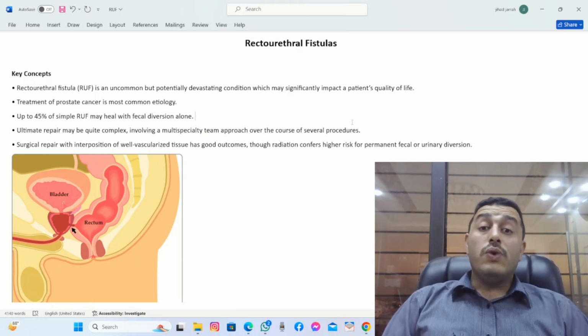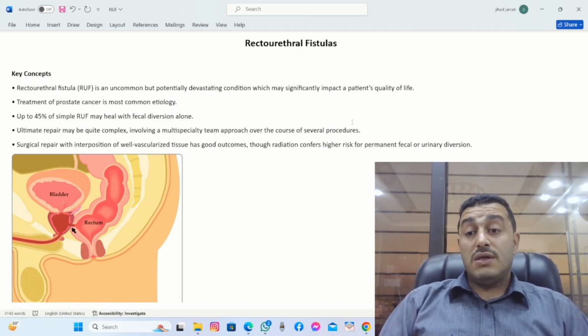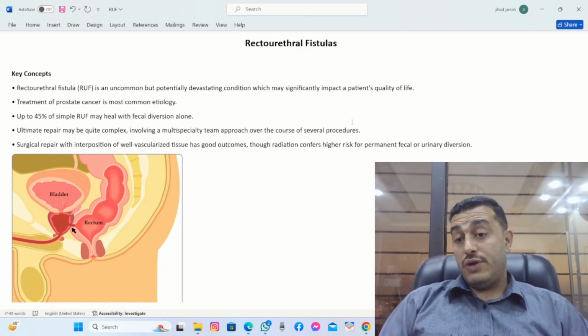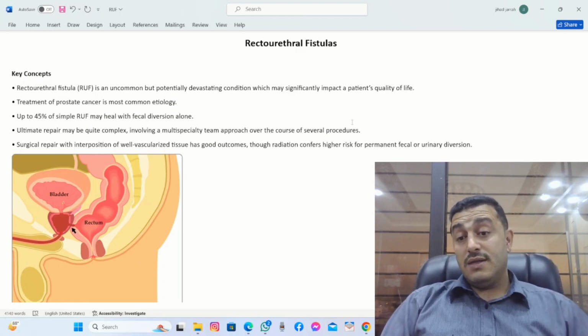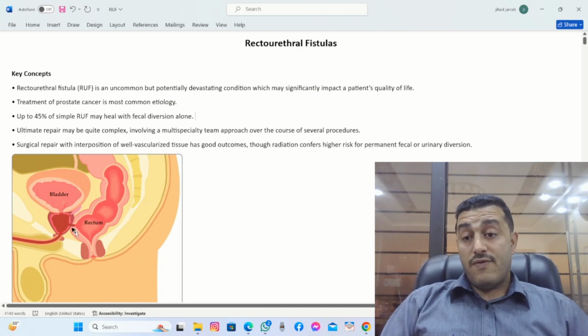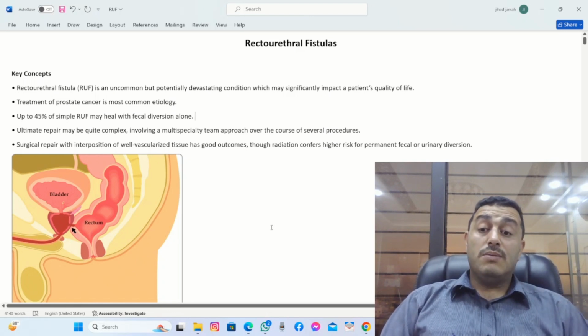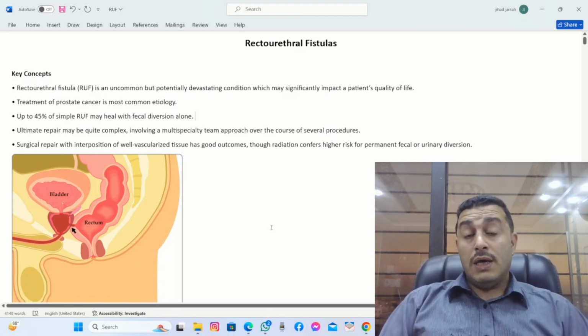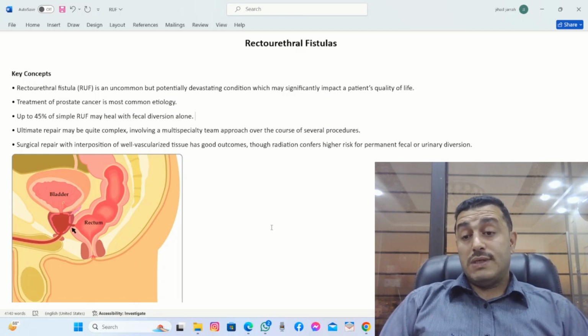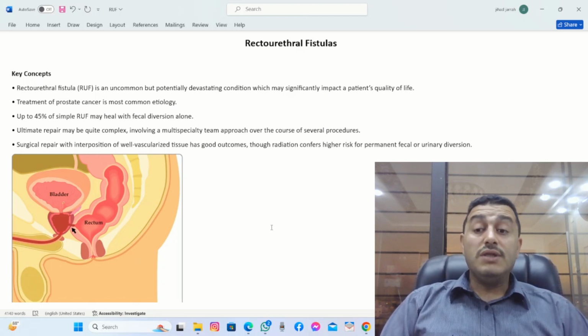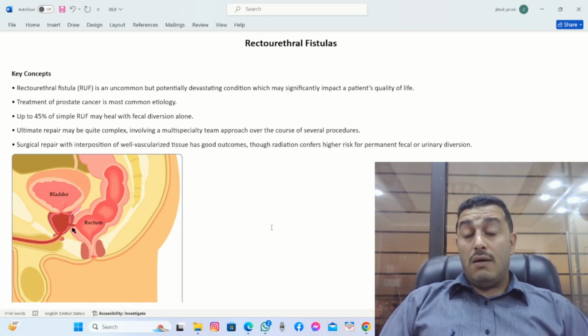And today we are going to talk about rectourethral fistula, as you see in front of you, or the abnormal connection between the rectum and urethra. And as you see in this picture, we have a connection between the rectum and the prostatic urethra, which we will see is the most common site. We will talk about the etiology, and we will see that prostate cancer and the treatment related to the prostate is the most common etiology.